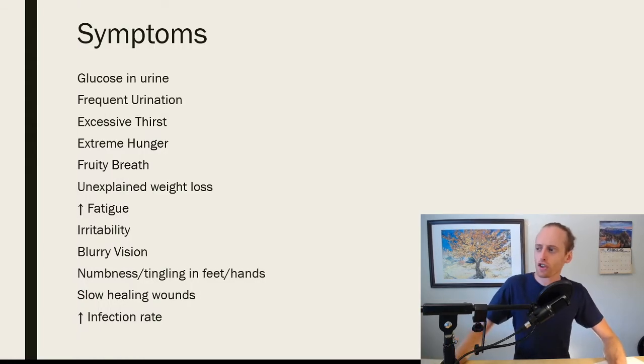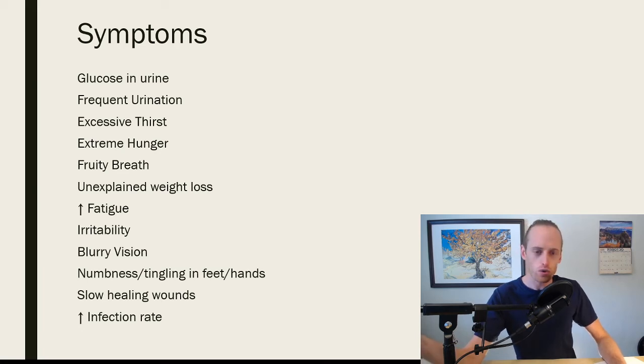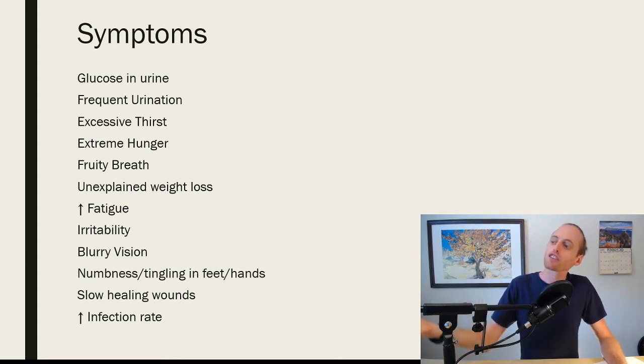Let's look at some symptoms real quick here. So glucose in urine: if our body isn't pulling that sugar out of our bloodstream, it ends up in our urine because our kidneys are filtering it out. It can be somewhat hard on your kidneys, so not ideal. We also see frequent urination.